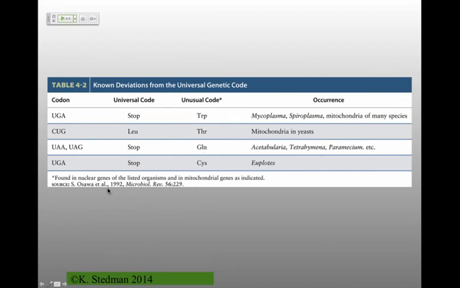The actual details of this table are not critical, but there are some differences that are present in the genetic code. So it's not a completely universal case. Most of these are probably derived. And so you had the standard genetic code to start with, and then these organisms, for a number of different reasons, have moved away from that.